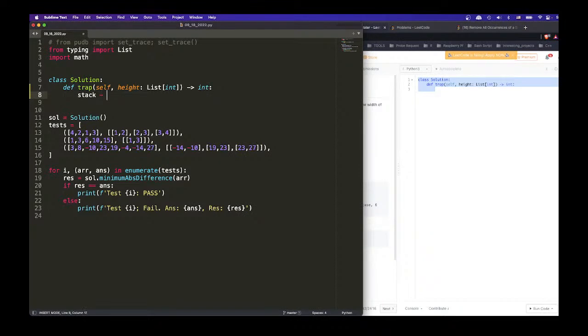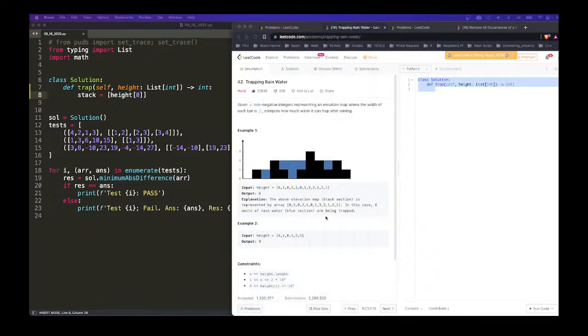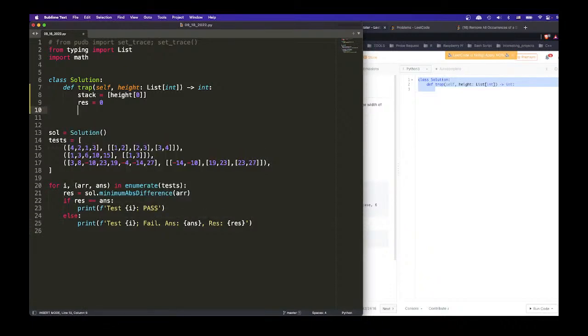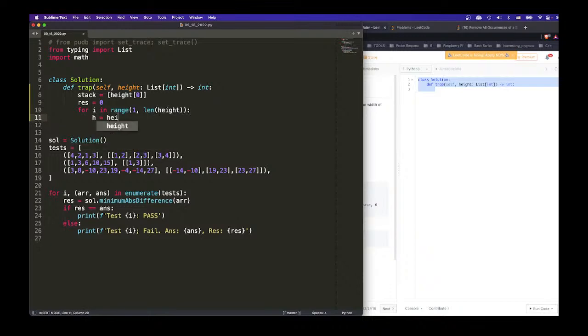Anyway, so a stack, right? We have a stack. I was gonna put height 0 into it. It's fine. I'm gonna say for i in range 1 to length of height. Okay, we can say h equals height[i]. Actually, we need 2 things. There we go.